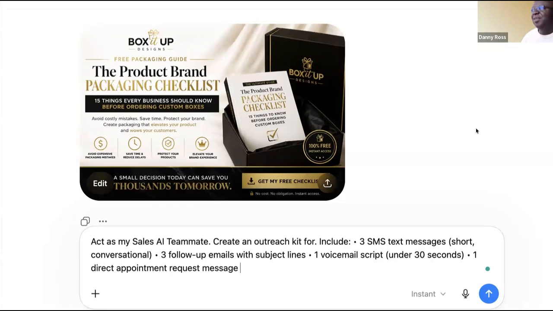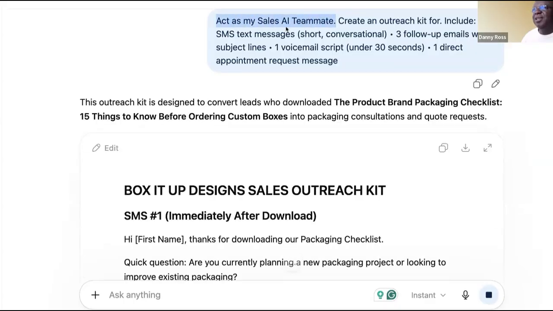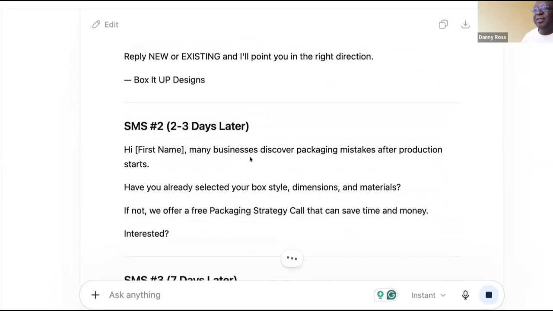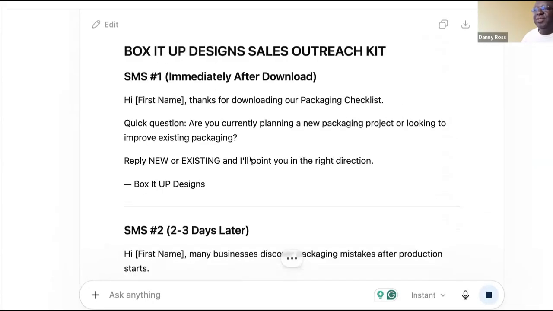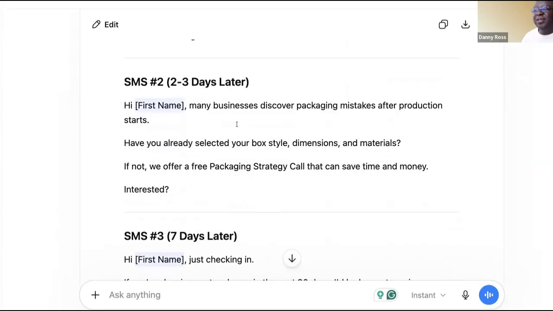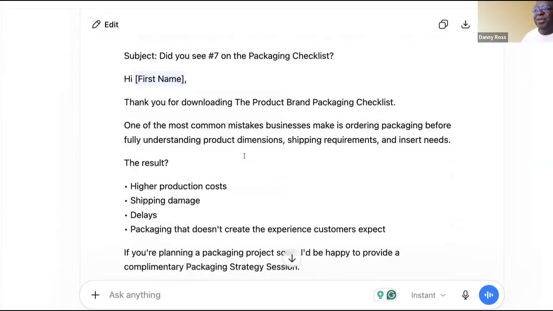That's not horrible. All right, so let's run this new prompt. Again, we're changing the context. We're hiring a new AI agent. This is going to be a sales one. So it's going to make some text messages you can send, 2 or 3, and it gives you the sequence: immediately after downloading, 2 to 3 days later, and then 7 days later. Follow up with an email.